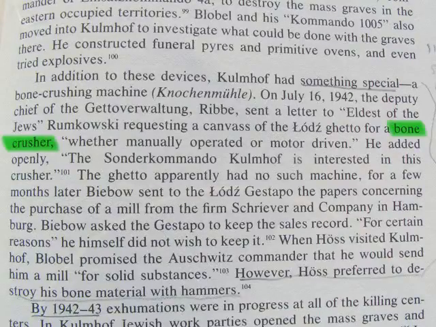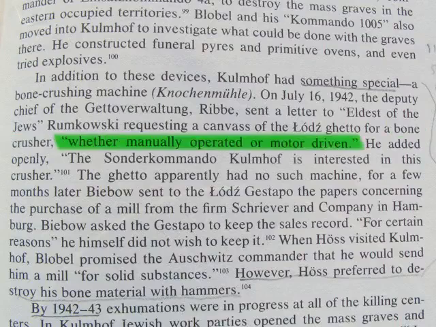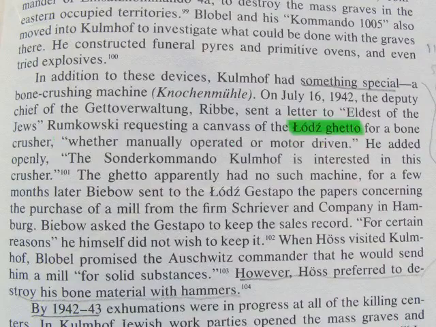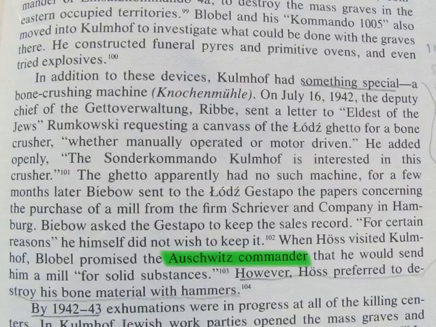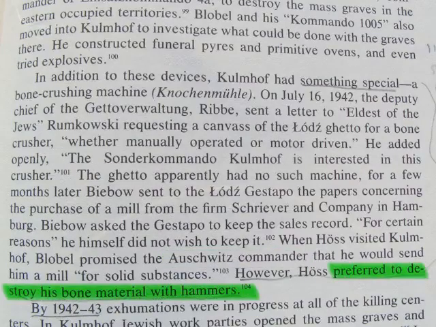On page 977, consider our comparison with the Manhattan Project, as we read that the Germans looked for a bone crusher, whether manually operated or motor-driven, in of all places, the Jewish ghetto. The big conclusion? The ghetto apparently had no such machine. No matter, because apparently the commander of Auschwitz preferred to destroy his bone material with hammers.